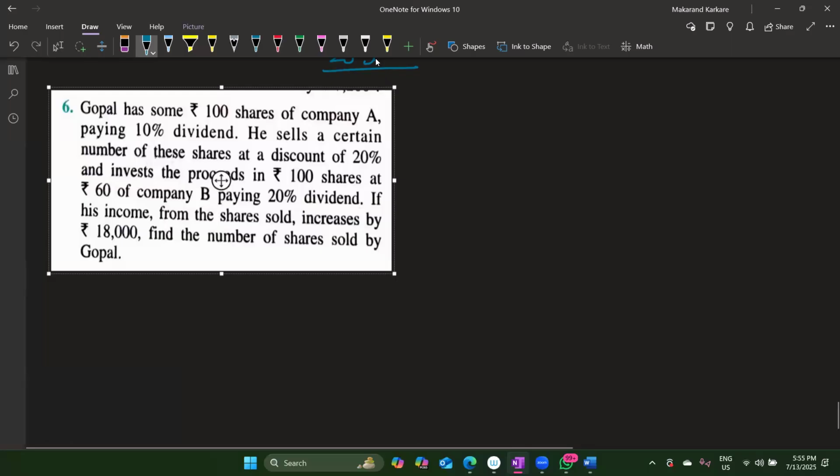So for example, if he had 100 shares and he sold 40, then whatever income he would have got on those 40 shares from company A, he got 18,000 rupees more when he got dividend from company B. Okay, only the number of shares he sold.